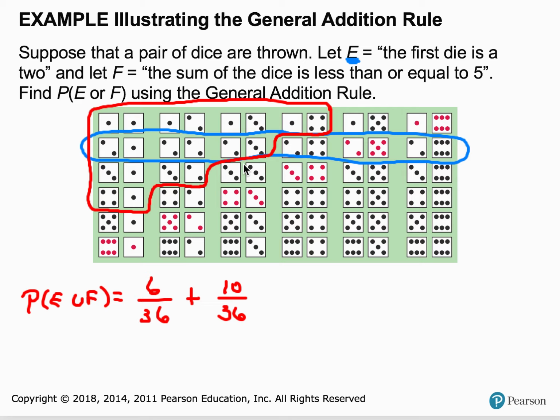But because there are some of them where the first number is a 2 and the sum is less than or equal to 5, because it's not mutually exclusive, I counted these in the 2s and then I counted them again in the less than 5. So I've got to take one of those off. So 1, 2, 3 out of 36 needs to be removed. So 16 minus 3, 13 out of 36. Okay, makes sense?